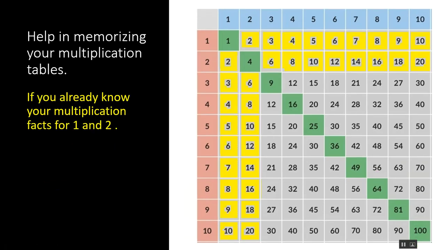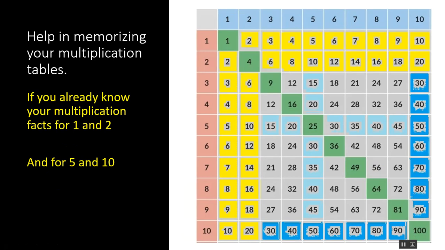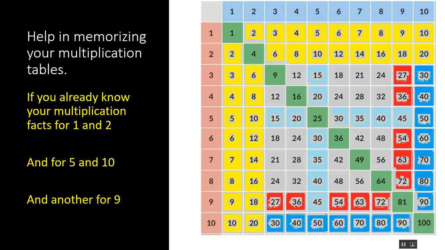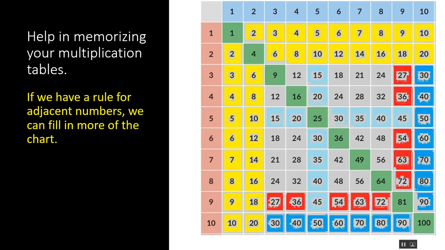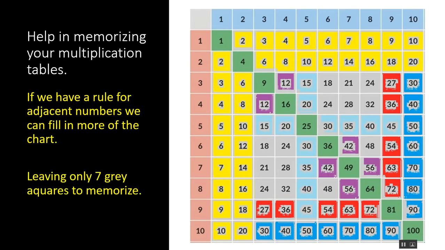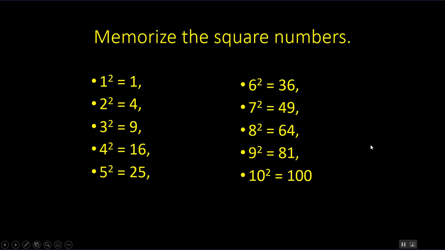If you already know your multiplication facts for 1 and 2, and then for 5 and 10, and maybe even another one for 9. If you don't have the one for 9, I'll show it to you in small group. Just ask me about it. Then we're going to fill in those adjacent ones. And we're going to notice something here real quick. There's another pattern. So 8 times 3 is 24, and 3 times 8 is 24. These are kind of mirror images of each other. And at this point, all you have is 7 of those things to memorize.